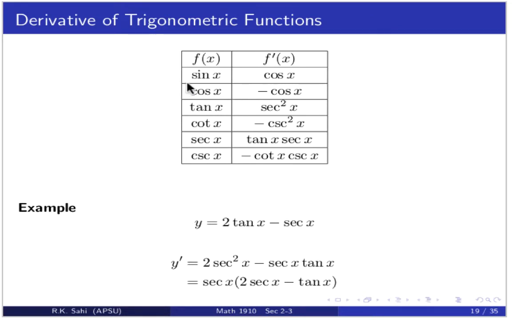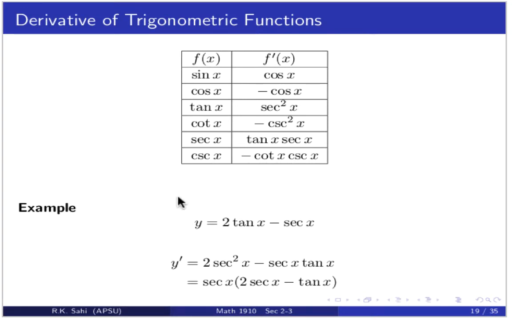We have already learned how to find the differential of sine and cosine, and also in the previous video I was talking about differential of tangent. So these three are already there. So the next three, differential of cotangent is minus cosecant square x, differential of secant x is tangent x secant x, and differential of cosecant x is negative cotangent x times cosecant x.